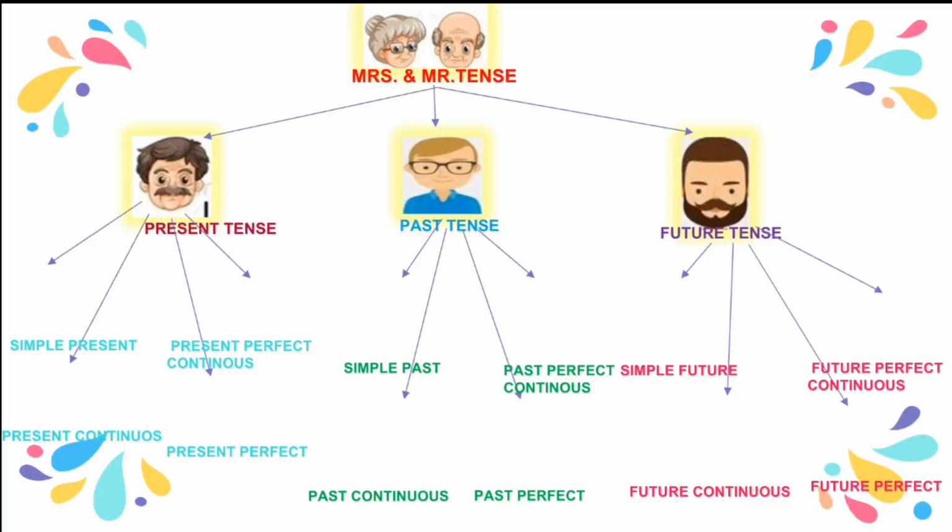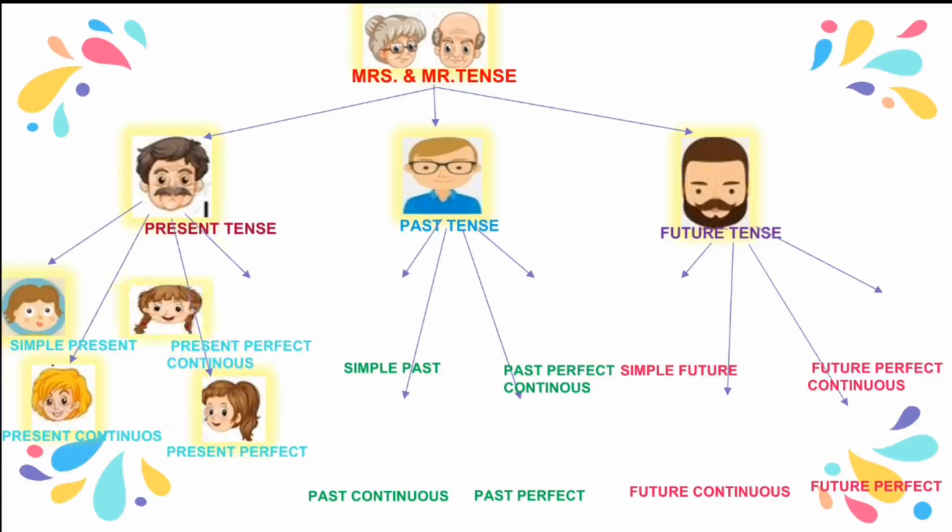The first one is simple present. The second one is present continuous. The third girl is present perfect. And let's see the fourth one. Yes, this is present perfect continuous. So present tense has 4 children. Let's say the names: simple present, present continuous, present perfect, present perfect continuous.